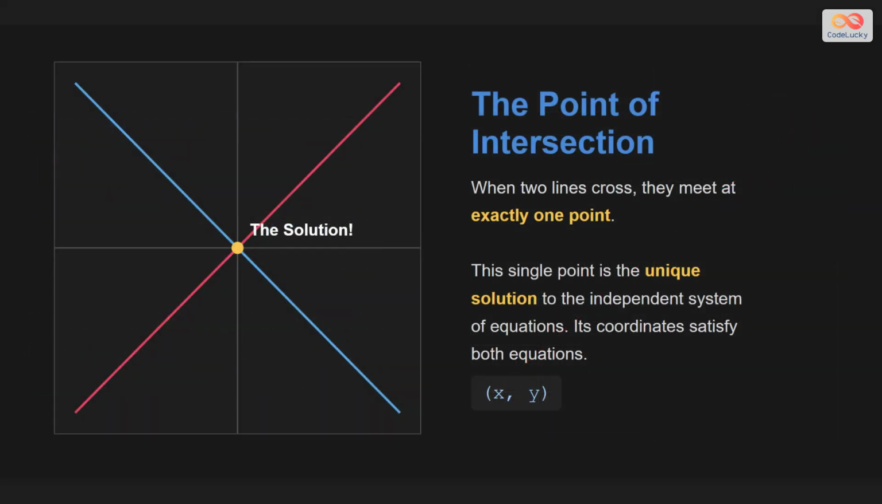For an independent system, the two lines will cross at exactly one location. This point of intersection is the solution to the system. The x and y coordinates of this point are the values that satisfy both of the original equations.